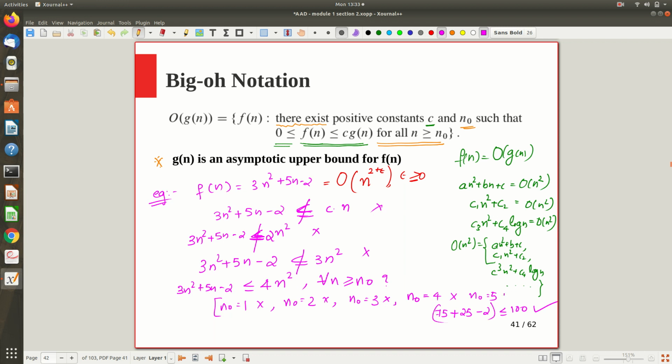So the conclusion is: 3n square plus 5n minus 2 is less than or equal to 4 times n square for all n greater than or equal to 5. Onwards it is correct, but the same inequality I can write like this. Okay, let me take a new page and tell you.